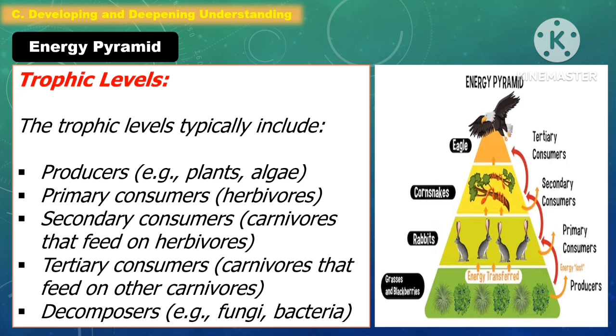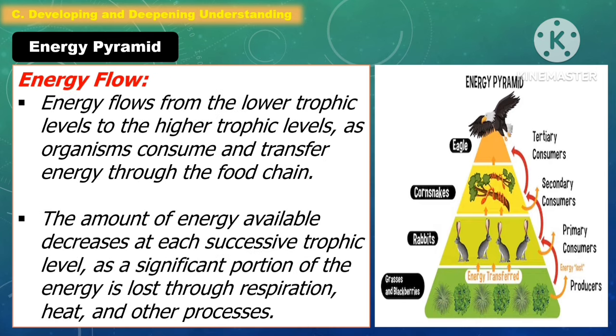The trophic levels typically include the producers, examples are plants and algae; the primary consumers, which are the herbivores; the secondary consumers, which are the carnivores that feed on herbivores; the tertiary consumers, which are the carnivores that feed on other carnivores; and the last one is the decomposers. Examples are the fungi and bacteria.